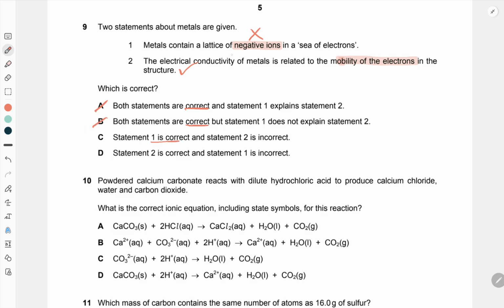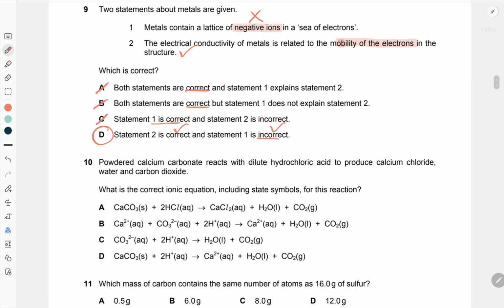Statement 1 is correct. No, statement 1 is incorrect. So this is also incorrect. Statement 2 is correct and statement 1 is incorrect. So which means D is the correct answer.